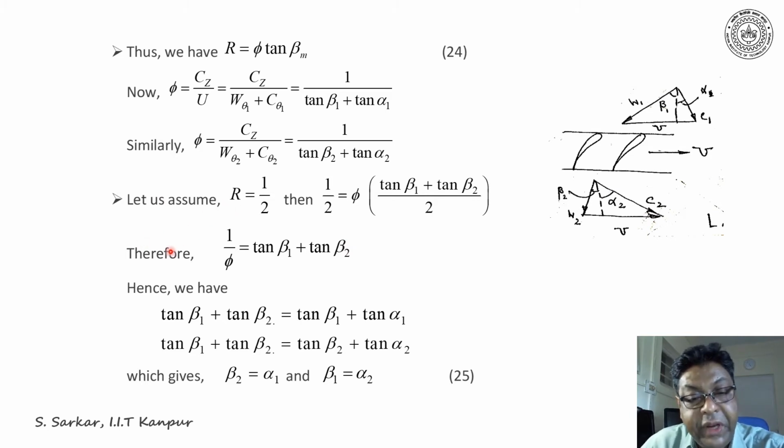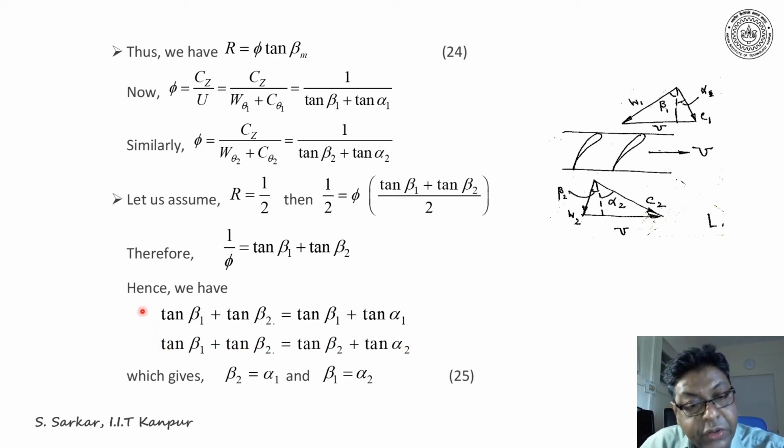Therefore, from here I can write 1 by phi is equal to tan beta 1 plus tan beta 2. Let us imagine this is some equation as A, this must be equal to B, and this must be equal to C. So if you equate equation A and C, I'll get this relation. And similarly, if you equate the equation B and C, I'll get the second relation, right?